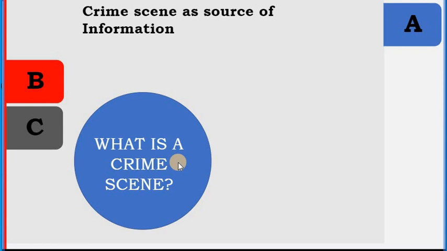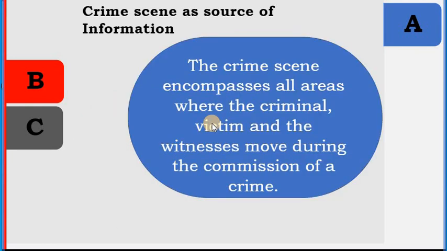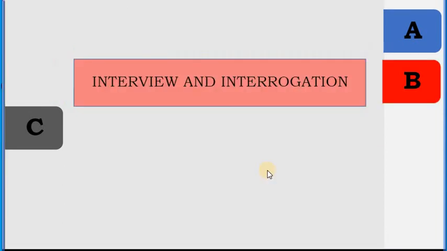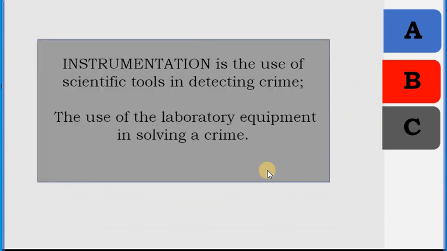Okay. So, what is a crime scene naman? A crime scene encompasses all areas where the criminal, victim, and the witnesses move during the commission of a crime. So, ito na yung pinaka-vicinity or saan nangyayari ang crime mismo. So, the crime scene yields physical evidence such as tools used, tool marks, fingerprints, shoe prints, blood splatter, spent bullets, and fired cartridges.